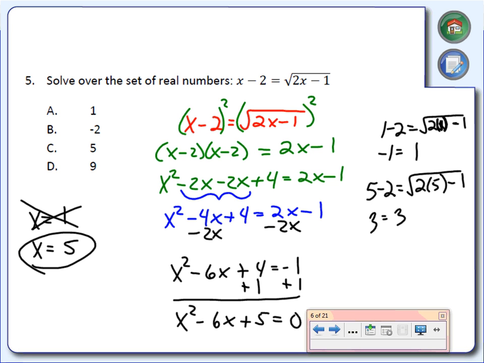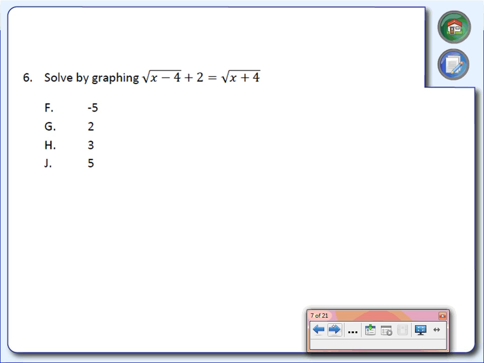So the right answer to number 5 should be choice C. C is the right answer. So make sure you check it, because even though you got the answers, one of them may not work out.